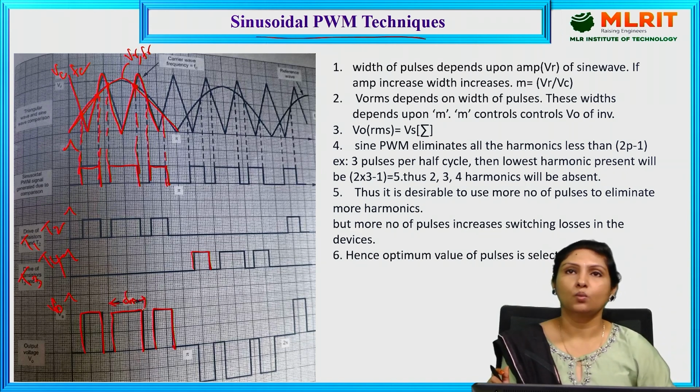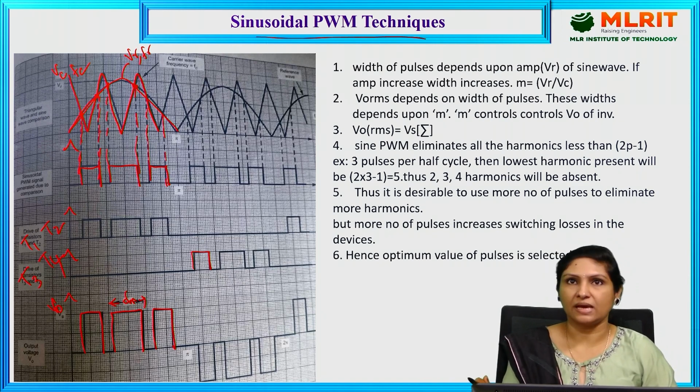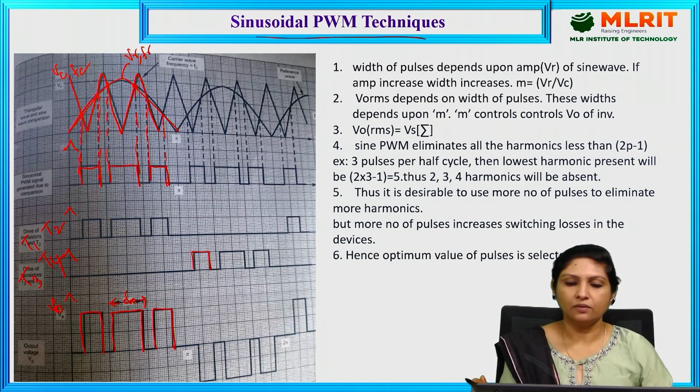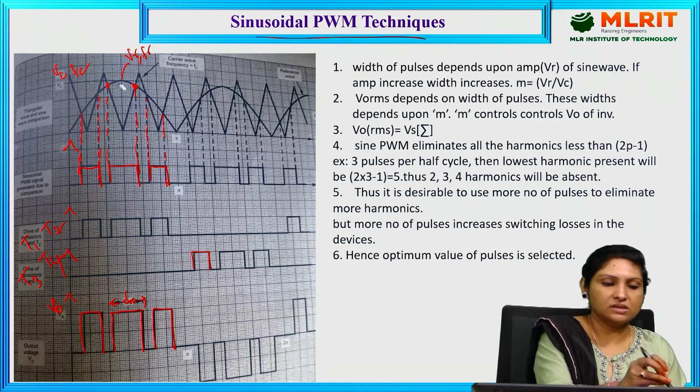Here the width of the pulses depends upon the amplitude of the sine wave. Here the width of these pulses, as I already discussed in the reference wave previously.